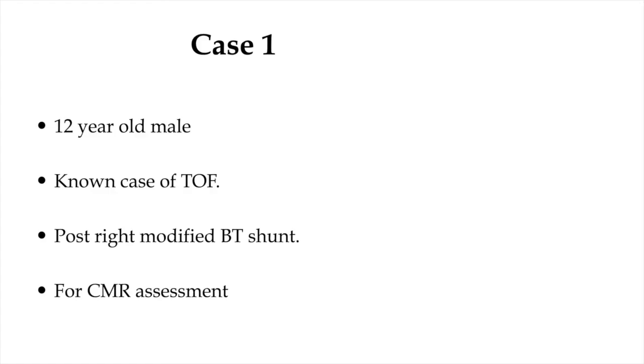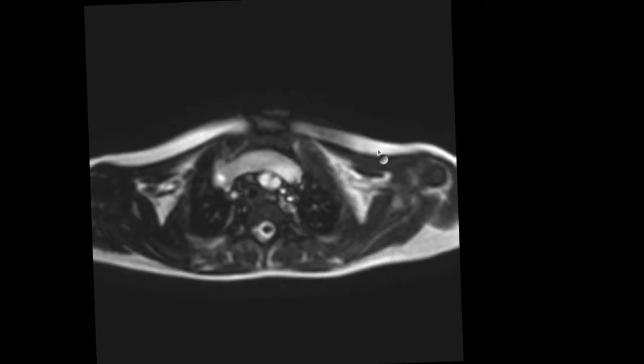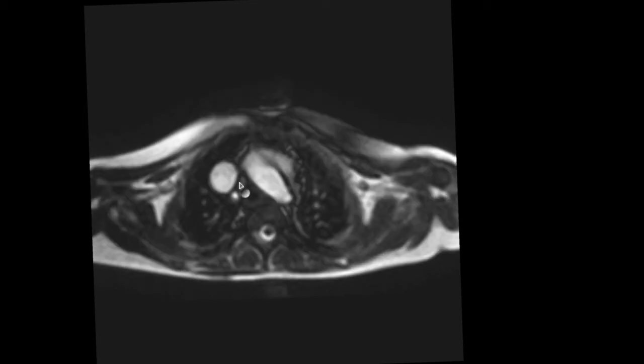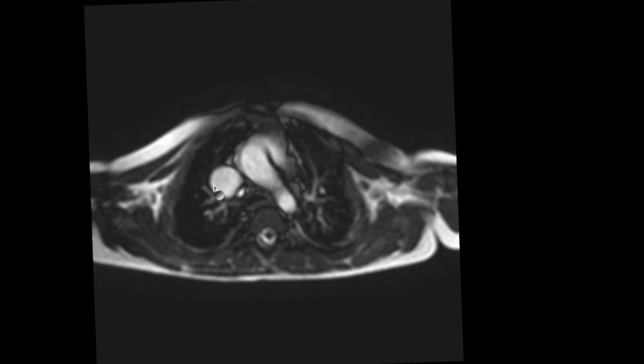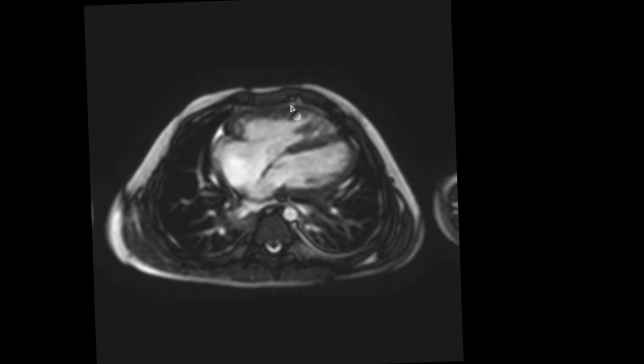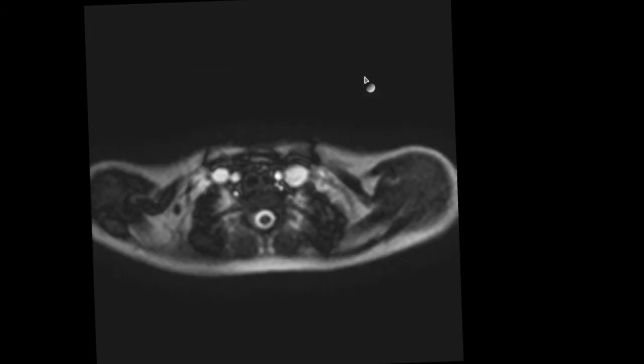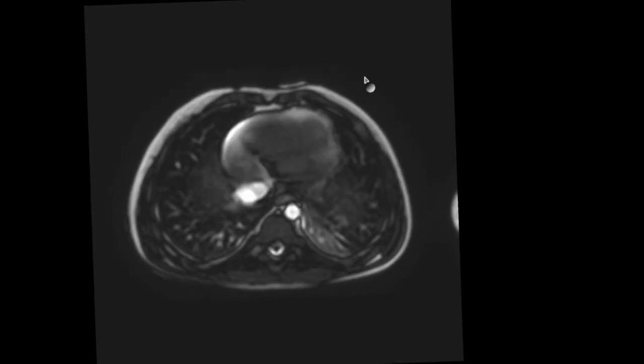We are seeing one case: a 12-year-old male, known case of TOF, post right modified BT shunt, came for cardiac MR assessment. So again, according to our basic approach, we are going to see this case. First is the innominate vein. Innominate vein drains into the SVC. There is a single SVC. There is no SVC on the left side. The right-sided SVC drains into the right atrium. If I follow the right atrium inferiorly, I can see the IVC draining into the right atrium. There is no interruption. The hepatic veins are draining into the IVC normally.